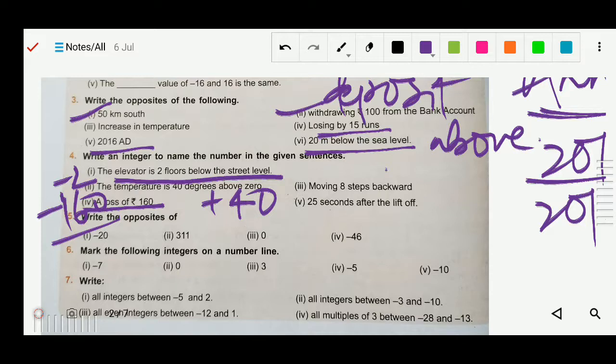Mark the following integers on a number line. So you have to draw the number line, and mark these numbers on it. Understood? So you can do it very easily.